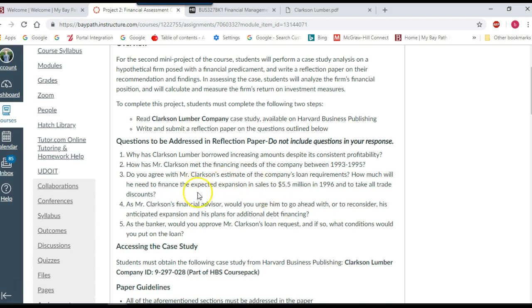So what you have to do is look at the historical financial statements presented in the case study and do a pro forma based on some of the ratios that you've already done. You're going to come up with a pro forma based on 5.5 million in sales, and you're going to take the trade discounts of 2%. Finally, as a banker, would you approve Mr. Clarkson's loan request?